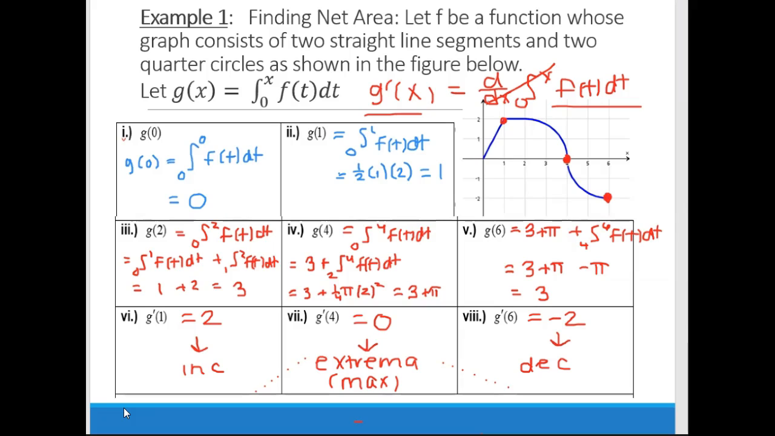So take the answers you've got through 1 through 5, and plot each of those points on your next graph. So take those answers and plot each of those points on your graph.